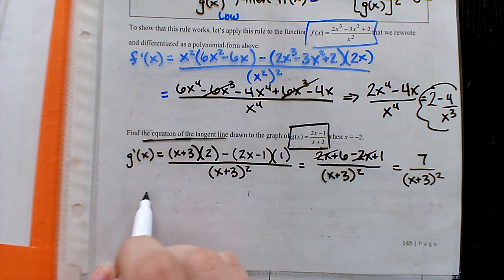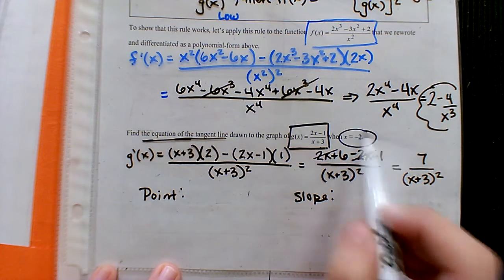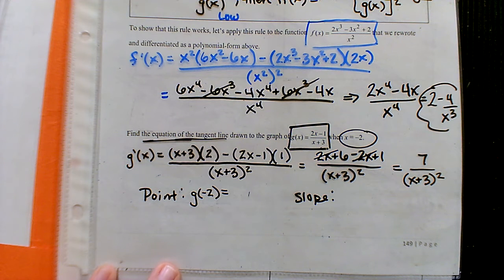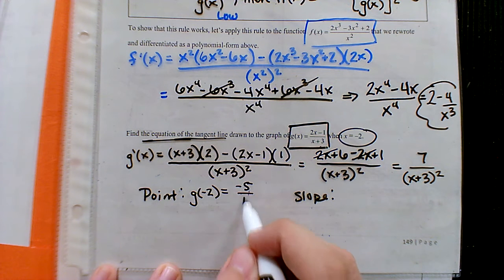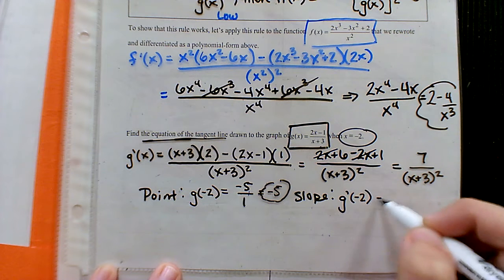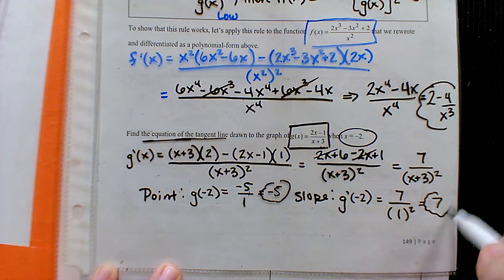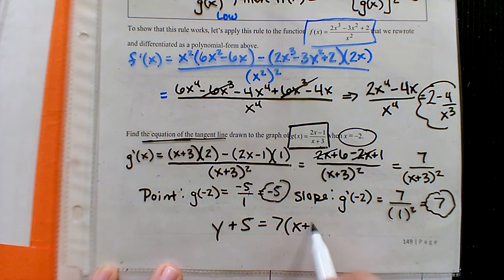Now that we have the derivative, let's go ahead and tackle this equation of the tangent line. We've got to figure out a point and a slope. It looks like our tangent point is x equals -2. So if you plug -2 into the original, we'd have -4 minus 1, which is -5 over 1, which is just -5. And then if we plug -2 into the derivative, -2 plus 3 is 1, 1 squared is 1, 7 divided by 1 is just 7. So point, slope, put them together, write your equation. y plus 5 equals 7 times x plus 2.